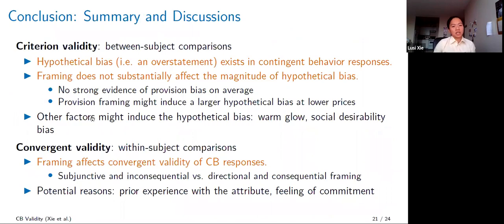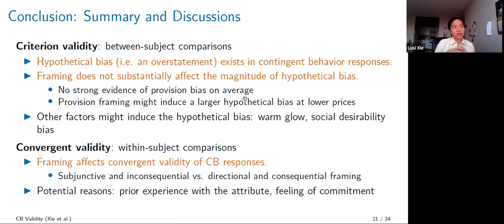And here is a summary of the findings. Basically, three findings. First, we find hypothetical bias associated with an overstatement in the contingent behavior responses. And this hypothetical bias is not significantly affected by framing.